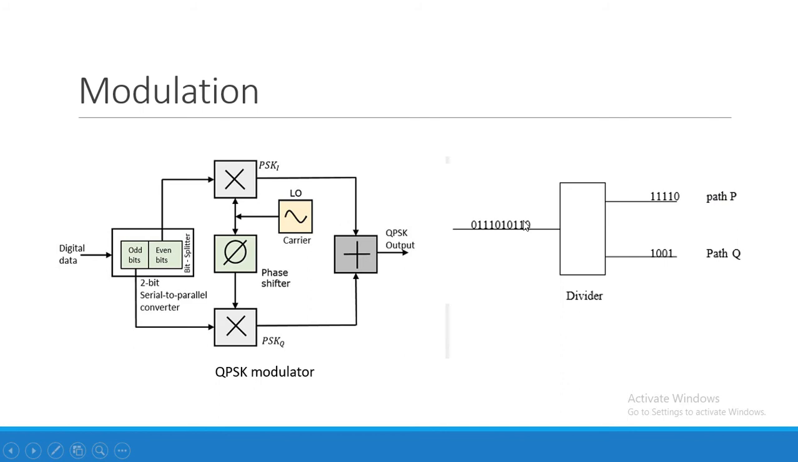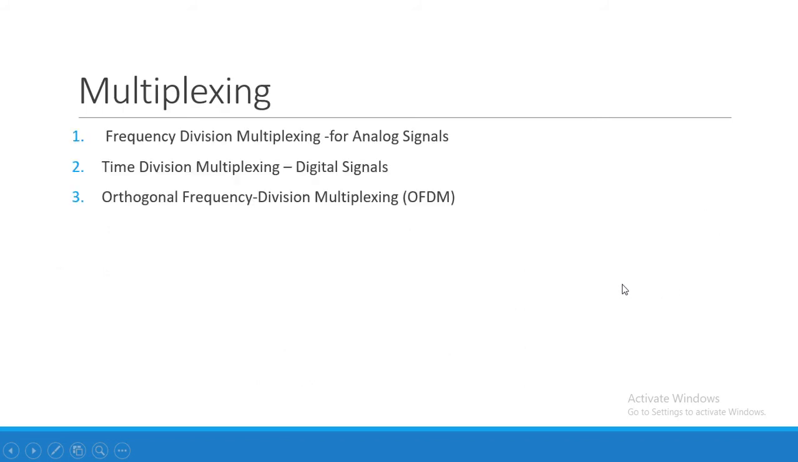This input signal is divided into two parts by the divider, into path P and path Q. When assigning the bits, the first bit is assigned to path P, and the second bit is assigned to path Q, and again the third bit is assigned to path P, and the fourth bit to path Q. Likewise, the bits are allocated into two parts in QPSK modulation. Okay, now let's move to the next slide.